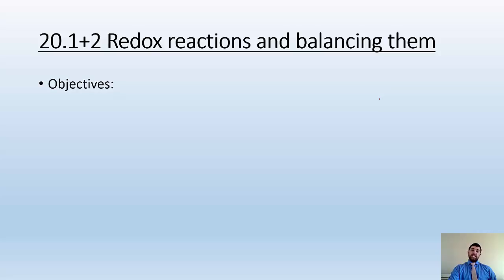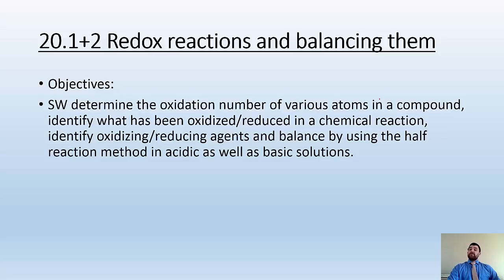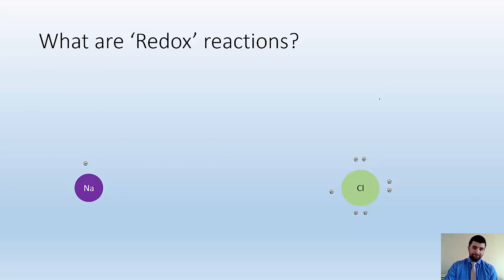So our objectives are to determine the oxidation number of various atoms in a compound, identify what has been oxidized and reduced in a chemical reaction, identify oxidizing or reducing agents, and balance by using the half reaction method in acidic as well as basic solutions. It's a lot, but totally doable. You guys got this.